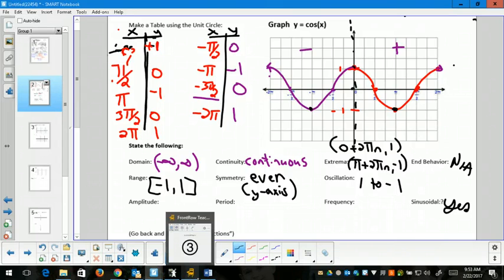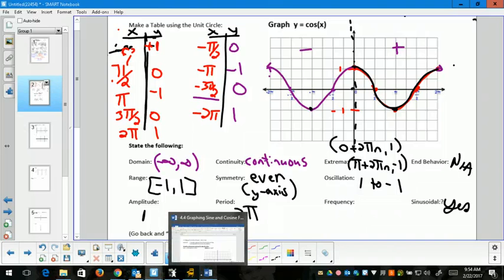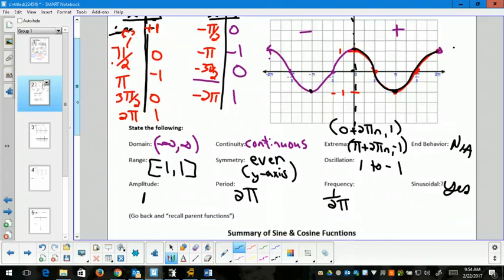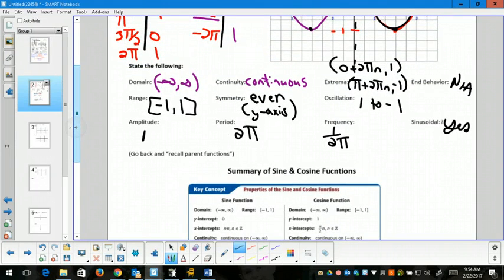The amplitude, the height, when you're going from 0 up or down, is 1. The period to complete one full oscillation is 2 pi units, just like it was for sine, 2 pi radians. The frequency is the reciprocal of this, so 1 over 2 pi. Wait, what is sinusoidal? Sinusoidal means it's a function that oscillates back and forth.